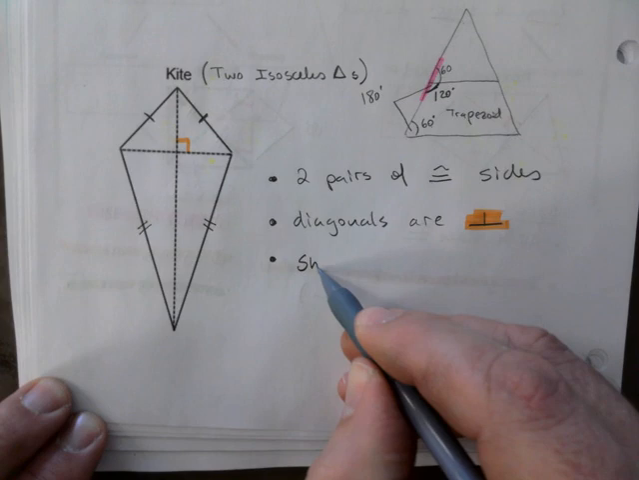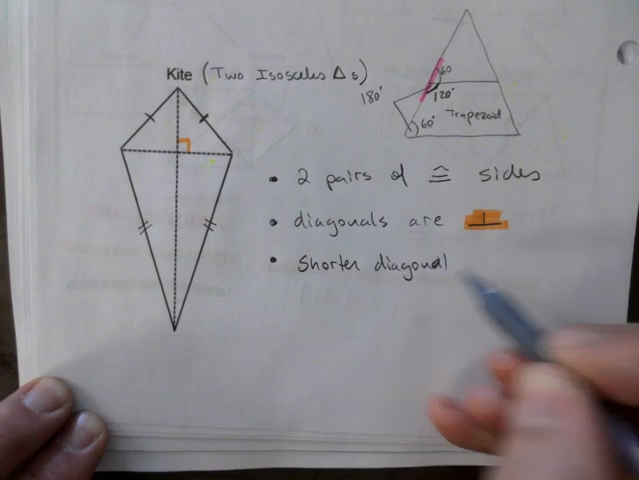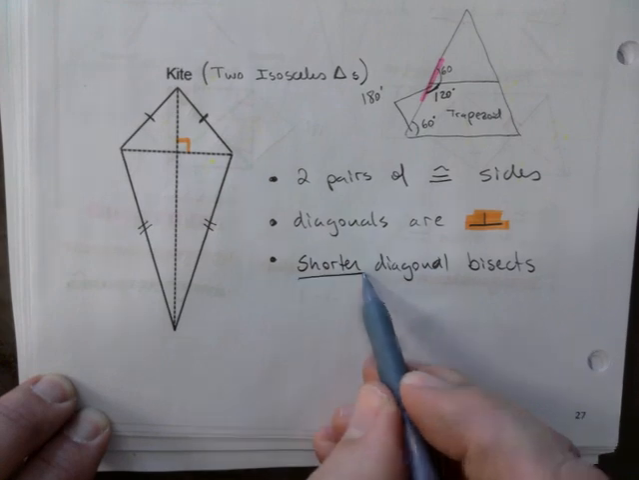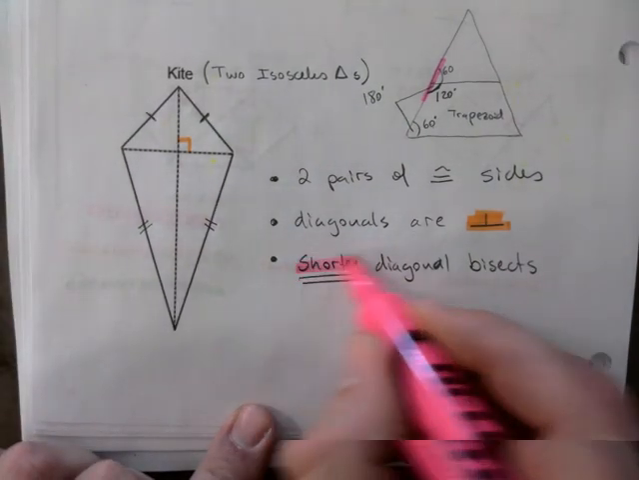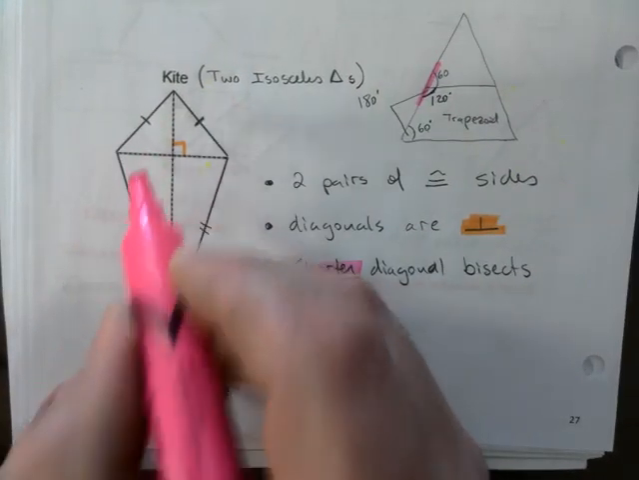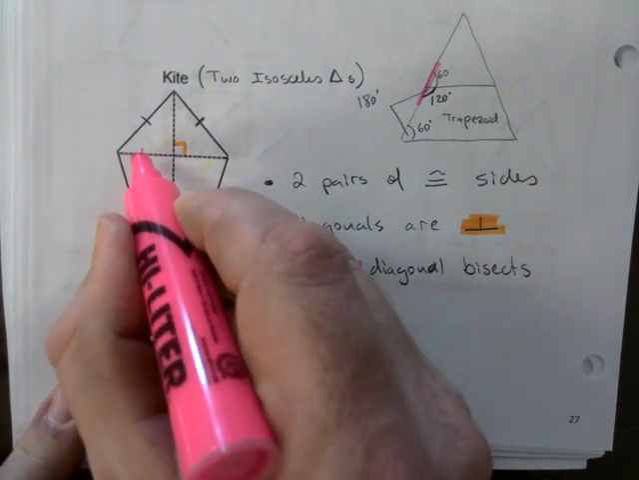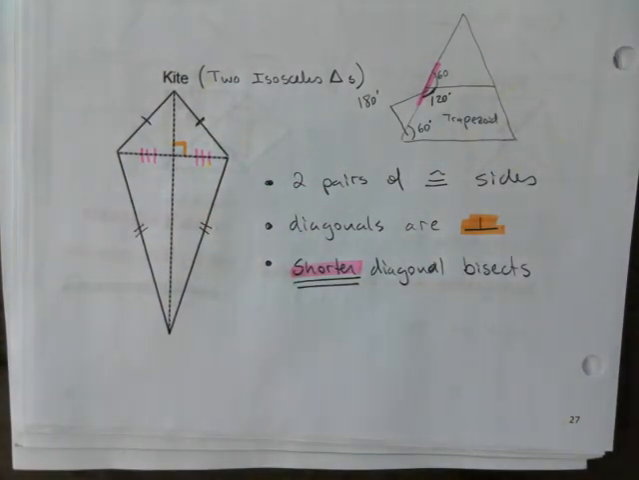Watch this. Shorter diagonal bisects. Shorter, okay? Very important that you get that right. I'm going to use pink, shorter diagonal. So you go to the shorter one here and just say, can we use 1 or 2 markings? You can't, right? It's already been taken. So 1, 2, 3, 1, 2, 3. So the shorter diagonal is bisected. Okay?